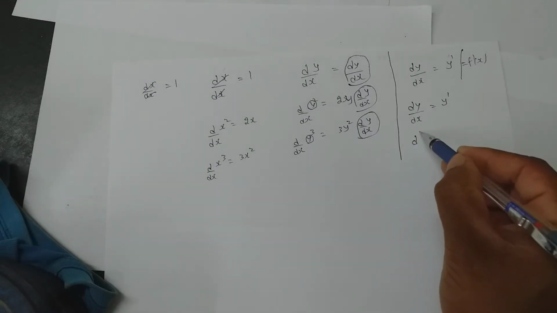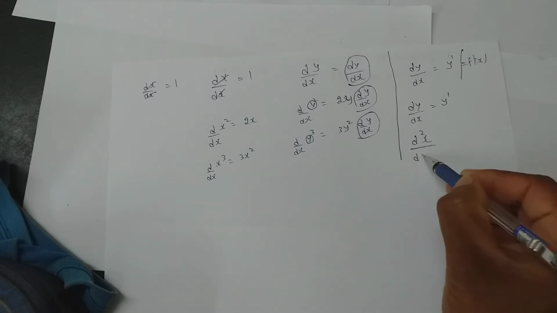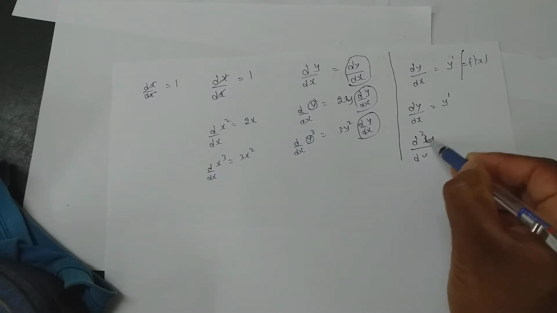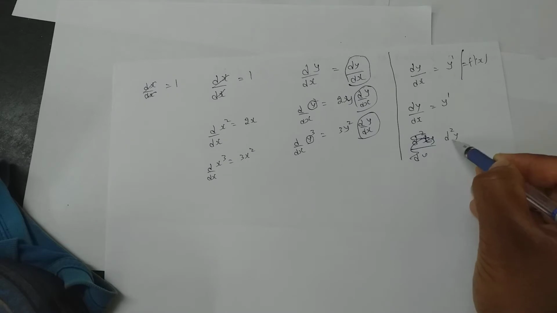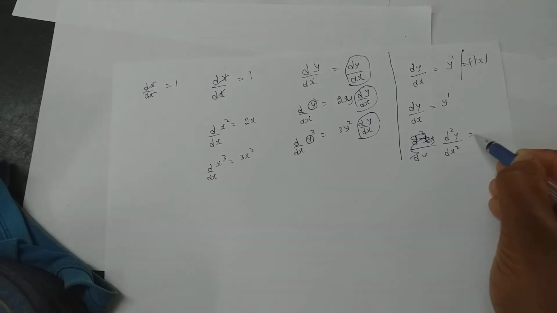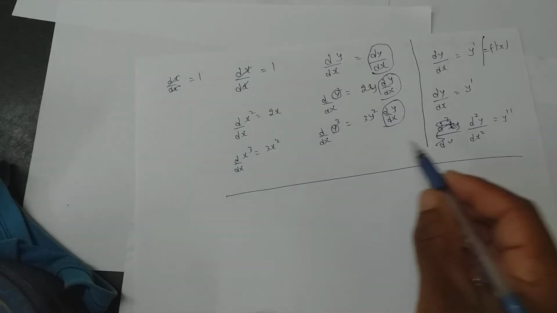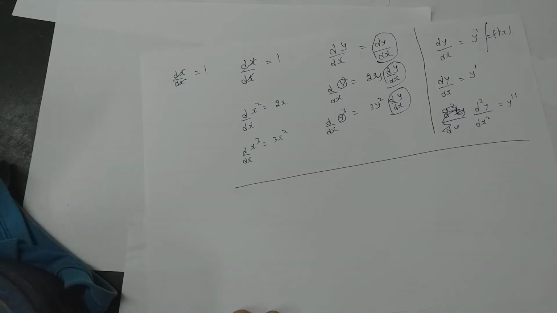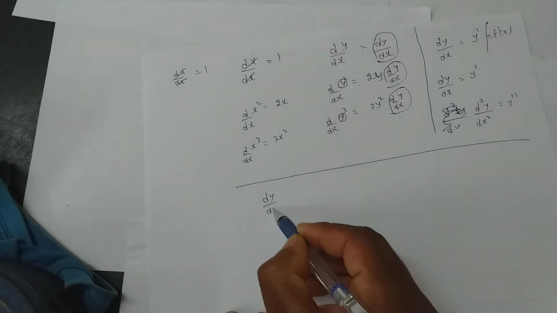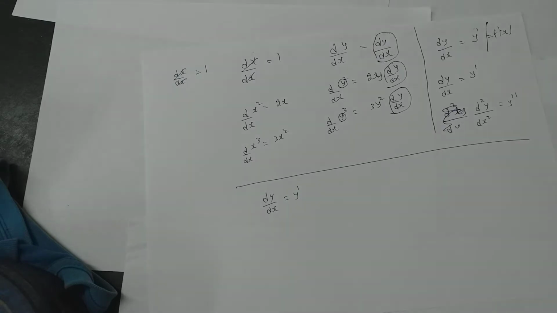And in case we get d square y by dx square anywhere, we will be writing it as y double dash from now onwards. Am I clear with this? Dy by dx is nothing but y dash. Remember it from now onwards.